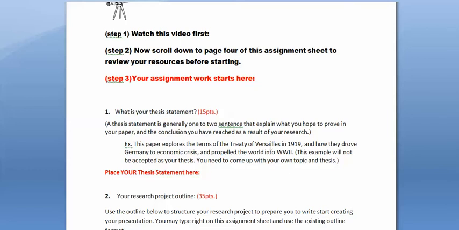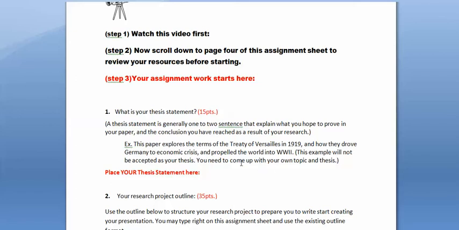You can see here that the person writing this paper is proposing that the Treaty of Versailles is what caused World War II, and specifically because of the economic crisis that it created. So it's taking a position, it's establishing the boundaries of what the paper will discuss, and it's laying out a focus on economics.